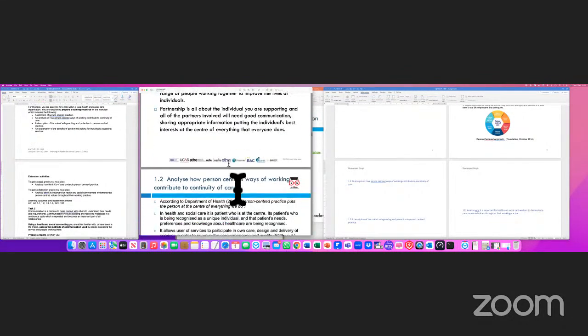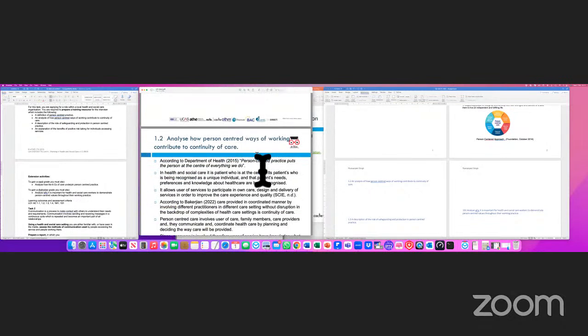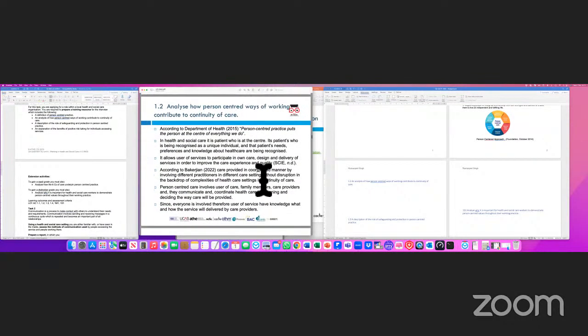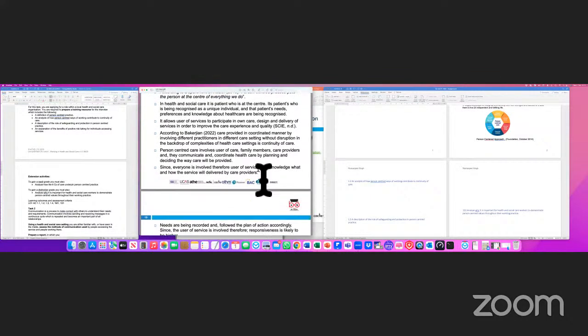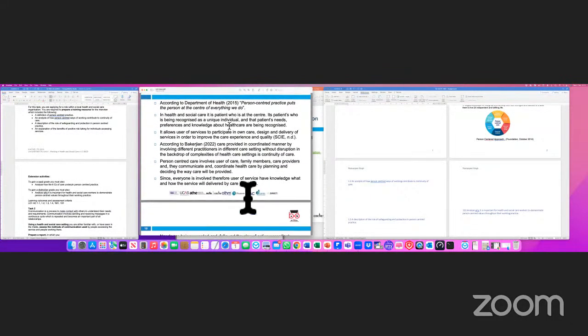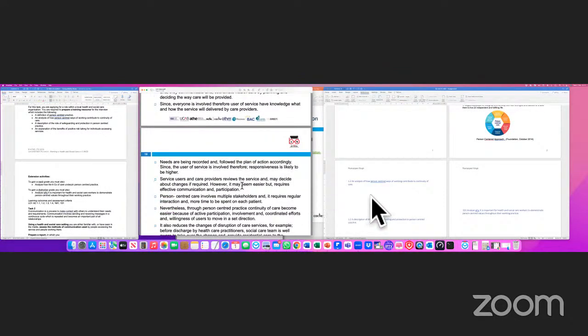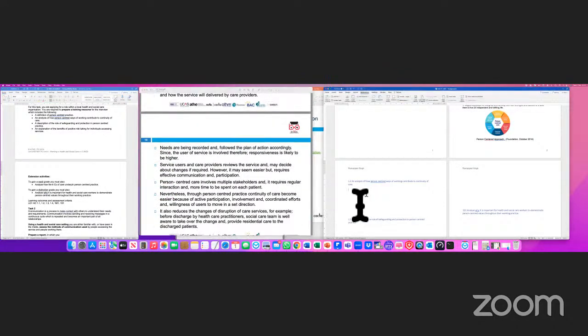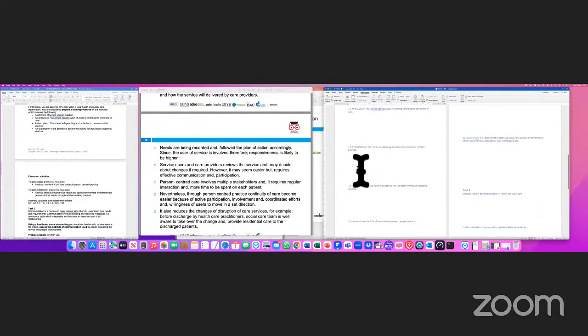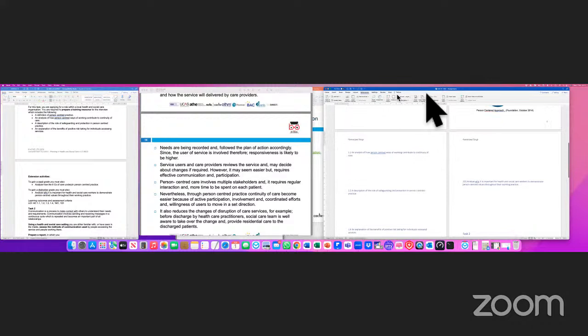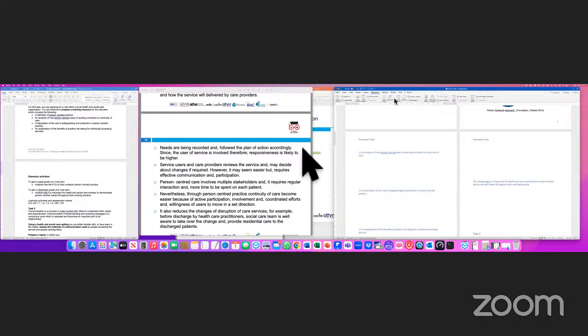Now in 1.2, we talked about how we analyze person-centered care and why it is important, and has become fundamental to delivering care in the National Health Service or in the UK. So there are some points that I put up here, and they can be used here to essentially cover this task. Similarly, go to 1.3, 1.4, and you will go on and complete the bits of your assignment.